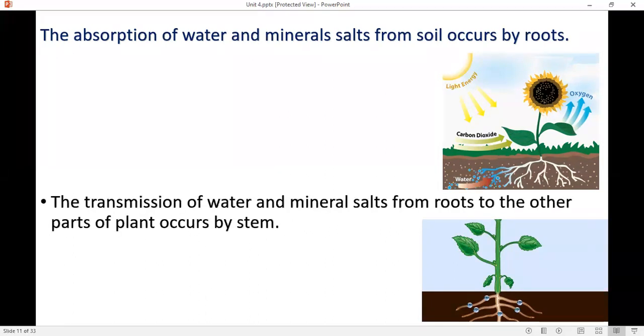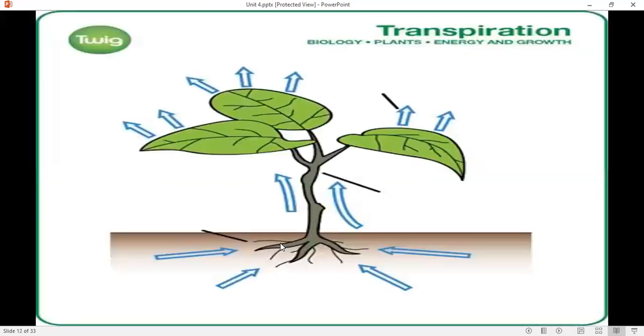If I ask you about the transmission of water and mineral salts, take care, I said transmission, of water and mineral salts from roots to the other parts of the plant, it occurs by the stem. Super. So did you get the difference between them? Here I said absorption of water, but here I said transmission of water. So absorption by roots, transmission by stem.